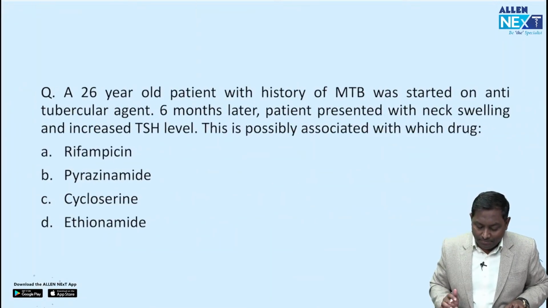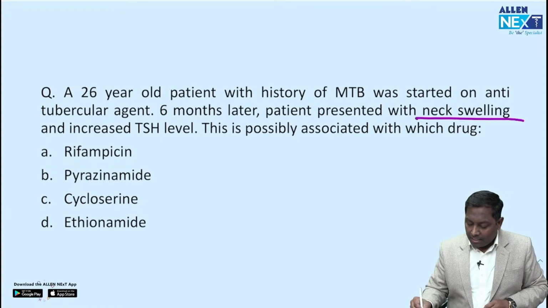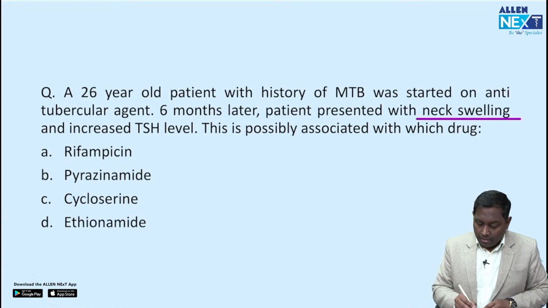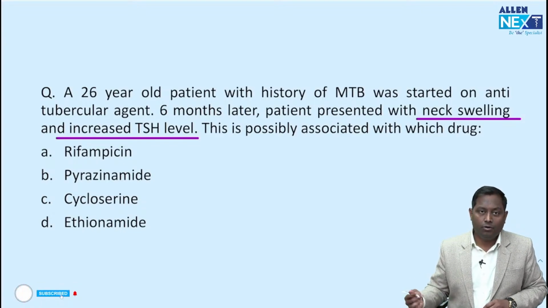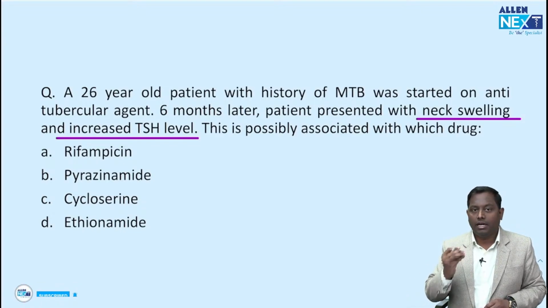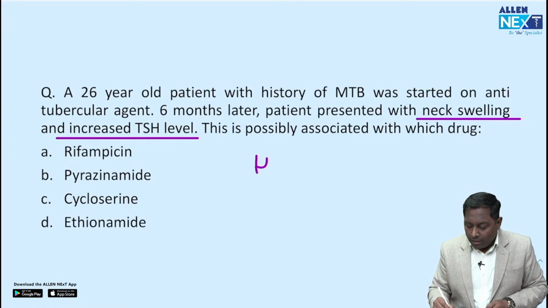Next one. About a 26-year-old patient with a history of Mycobacterium tuberculosis was started on anti-tubercular agent. 6 months later, the patient presented with symptoms like neck swelling. Okay, so neck swelling, increased TSH level, that is actually a characteristic feature of your hypothyroidism. In simple words, if the examiner wanted, he would ask which of the following anti-tubercular drugs causes hypothyroidism.